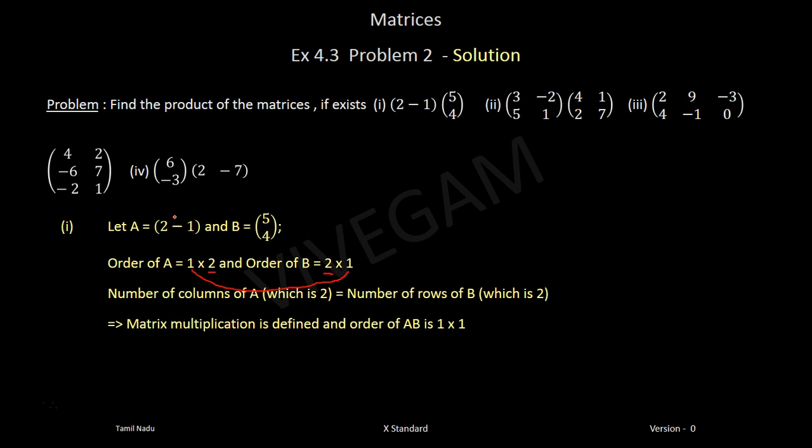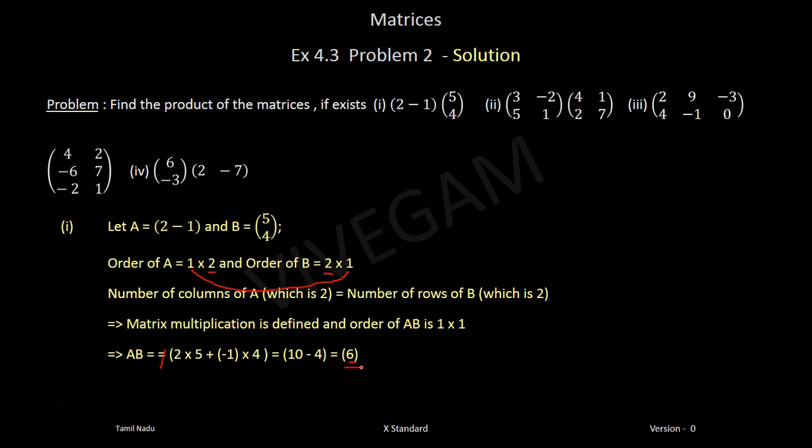So in this case, 2 into 5, minus 1 into 4, you multiply, add it up and put it in the first row first column, that is position a11. So AB equals 2 into 5, minus 1 into 4. 5 twos are 10 and this is minus 4, so 10 minus 4 is 6. This goes into the first row first column, but in this case there is only one element. So the resulting matrix is 6.